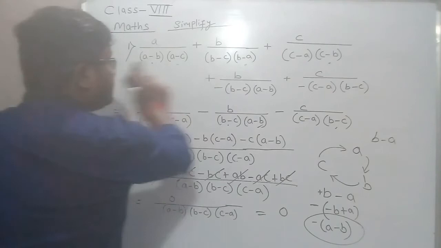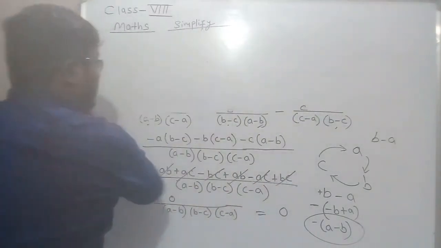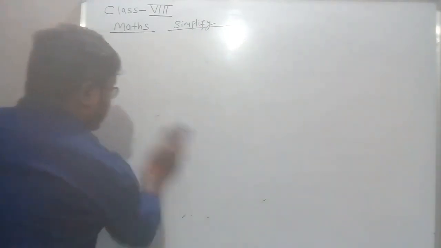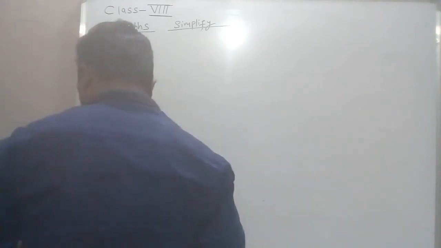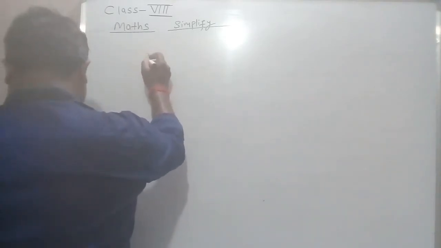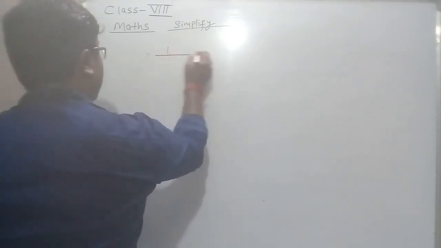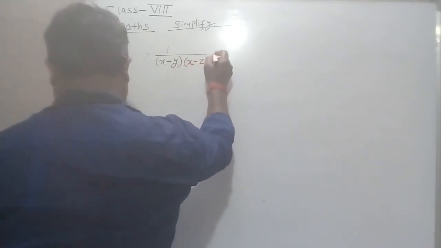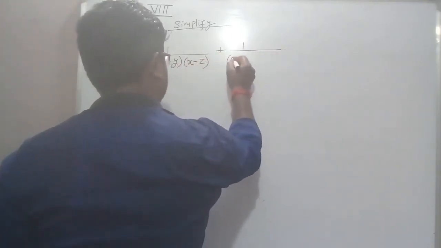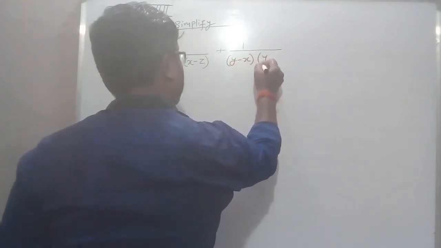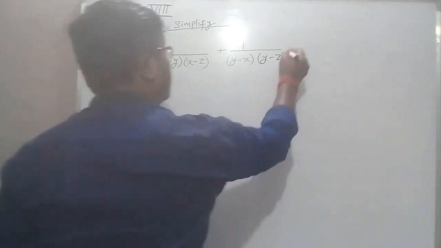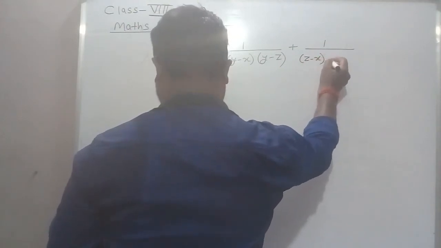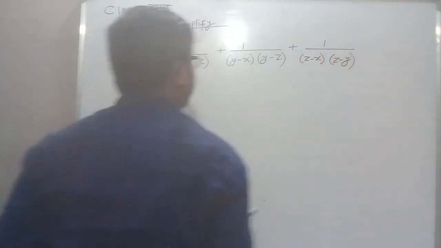Okay, the questions will be easy, okay, and that will be your homework. Please try, you can easily do it. The questions are: 1 upon x minus y, x minus z, similarly plus 1 upon y minus x, y minus z, plus 1 upon z minus x, z minus y. Please arrange it in a cyclic order.